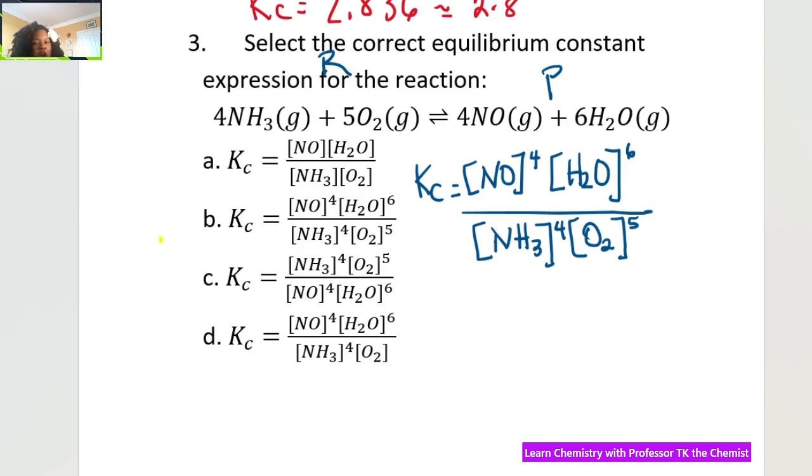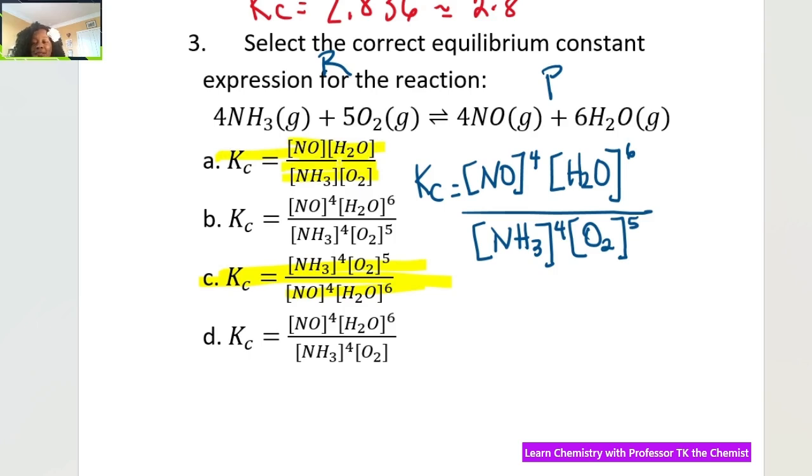B, NO and H2O is on the top too. But letter C has NH3 on the top, so we're going to get rid of that one. We don't need that one. And letter D, it's got the right numbers on the top, but let's see if the right numbers are on the bottom. So for the bottom, you need to have NH3 raised to the power of 4 and O2 raised to the power of 5. Let's see if we can find that answer now. We know it's not letter A because letter A did not consider any of the coefficients. So let's go ahead and get rid of letter A.